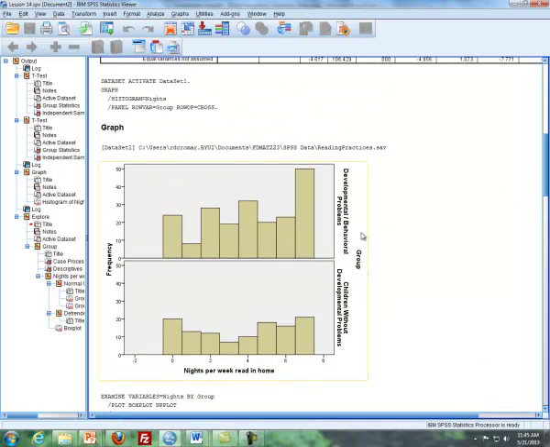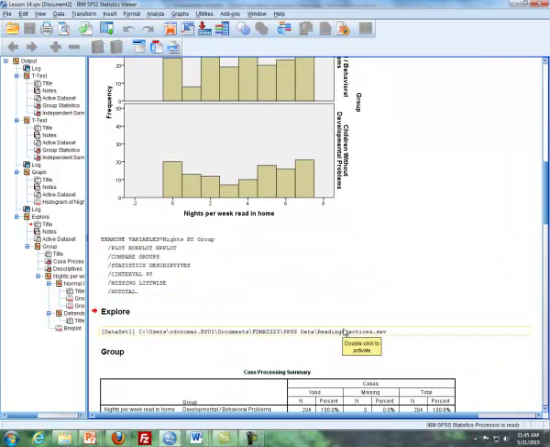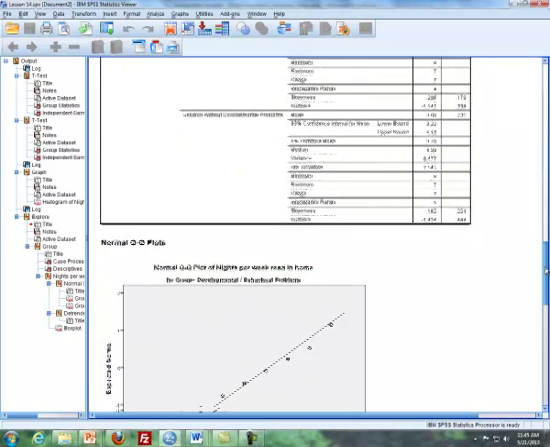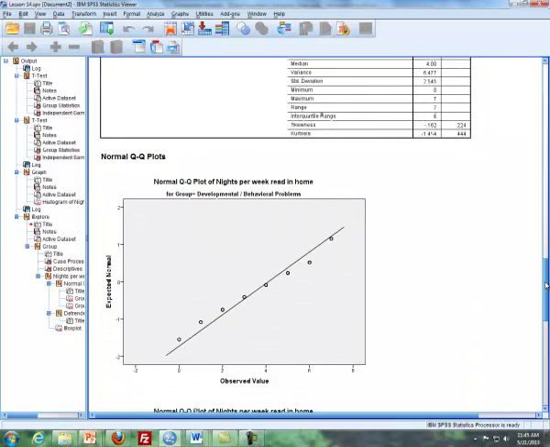This is the first problem where you have the developmental and behavioral problems, and this is the output in terms of the number of nights per week that they read at home. This is for the developmental group, and this is the children without developmental problems. If we go further down, we can also get means and standard deviations here. Here are the two means from the two groups, and the standard deviations. You can find something similar in Excel. And then these are the QQ plots here.